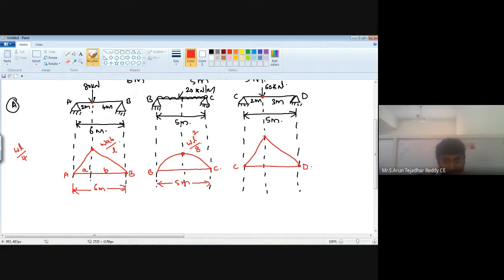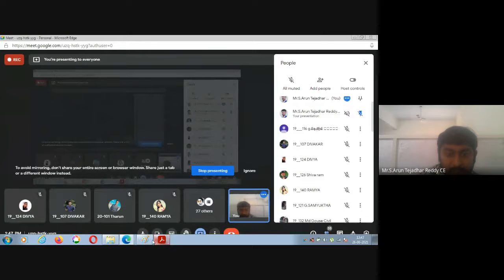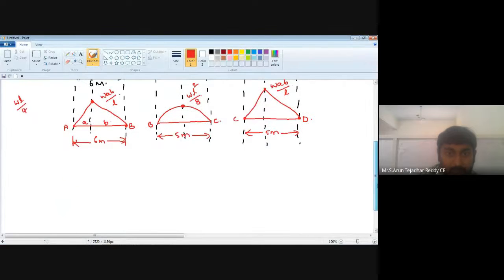Then what about this height here? Same formula. This is also an unsymmetrical structure. So WAB by L, and the total span here is 5 meter. So this is the first step. In that first step, we have 3 formulas in total. The first formula, maximum bending moment in the first diagram, is WAB by L.